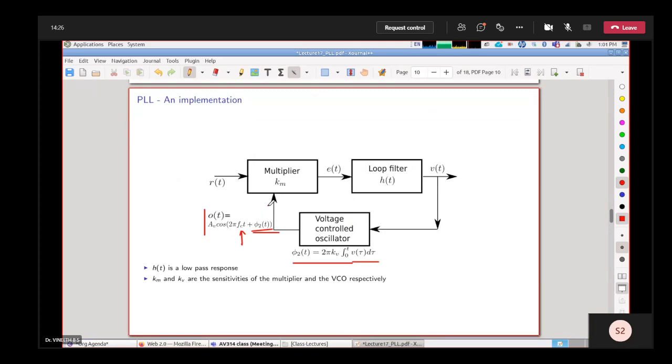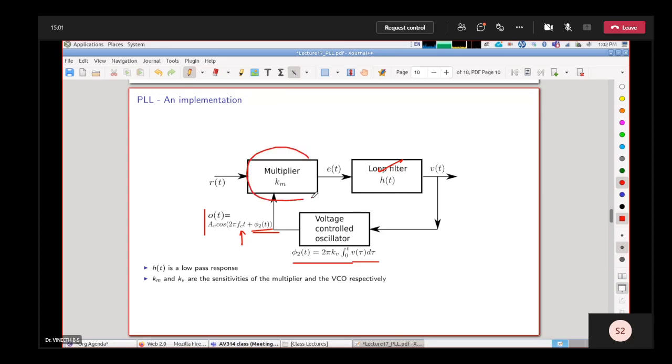So are these two things clear? The loop filter is just thought of as an LTI system with impulse response h of t. The voltage controlled oscillator is assumed to be like this. So it produces this output where phi of t is like this. Are those two things clear? Yes. Okay.